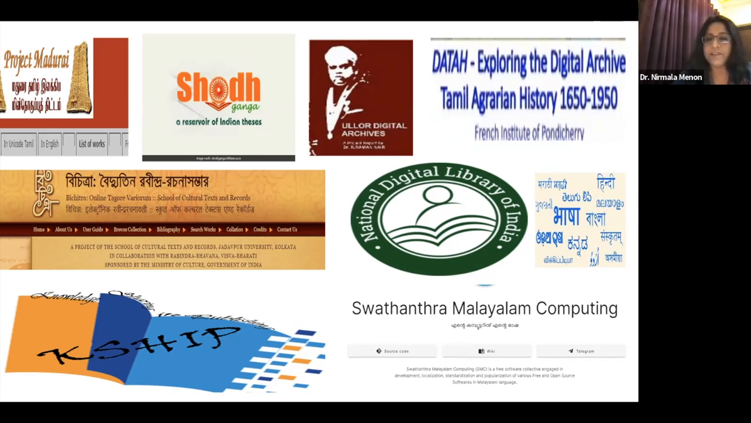The two projects originated in significantly different ways. Project Madurai was independently developed by a group of scholars, conceptualized, built, and disseminated as scholarly labor in the peripheries of educational institutions. Vichitra, on the other hand, was developed and hosted by a robust network of academics and scholars at Jadavpur University's School of Cultural Texts and Records.